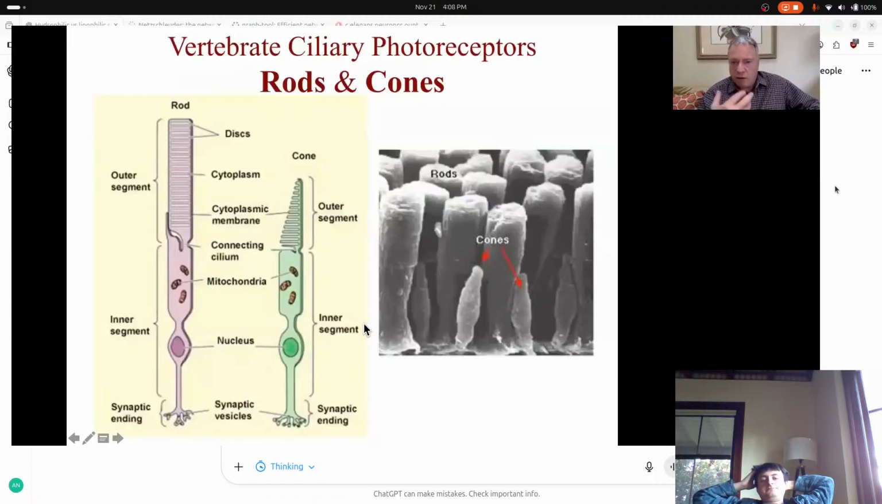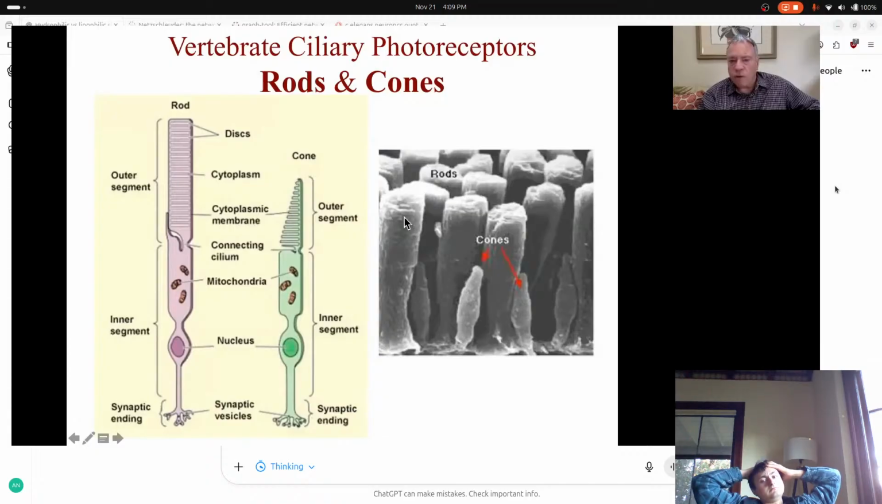So here's looking then again at rods and cones. From the vertebrate eye, these are both ciliary type receptors. In the case of the rods, you can see these are taller and thicker, with more pigment to make them more sensitive, where the cones tend to be shorter and more tapered, which gives them the ability to localize the light better. So here's an actual electron micrograph of the retina.